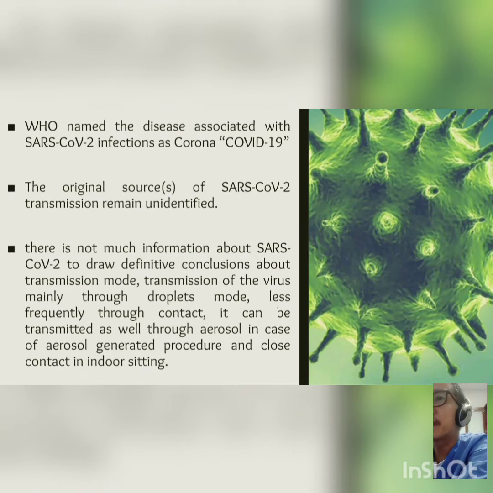Since the emergence of the 2019 novel coronavirus infection in Wuhan, China, in December 2019, it has rapidly spread across China and more than 200 other countries. Most of the cases involved in the first cluster in December 2019 were linked to the large Wuhan seafood market. The original source of SARS-CoV-2 transmission remains unidentified.